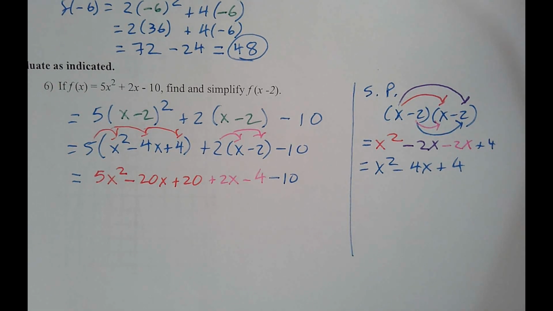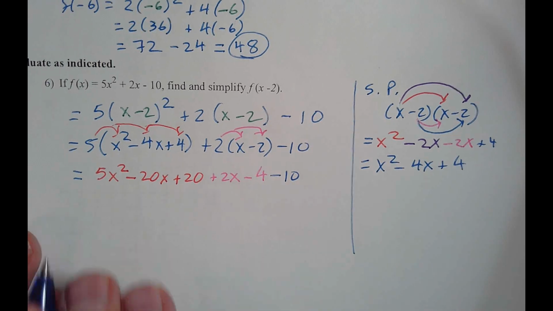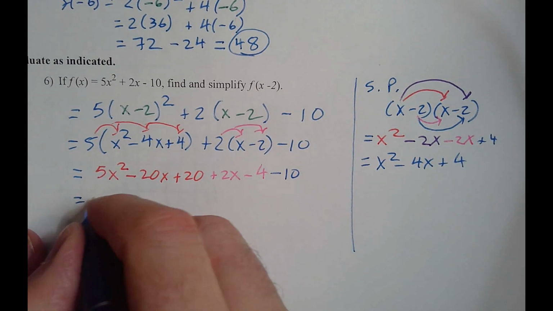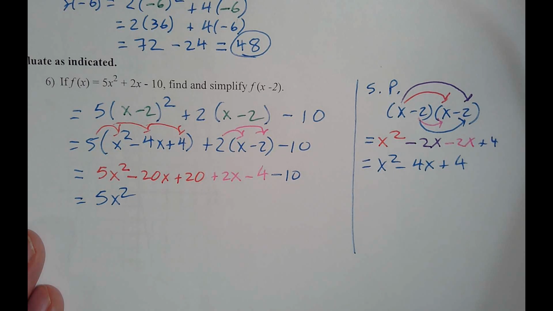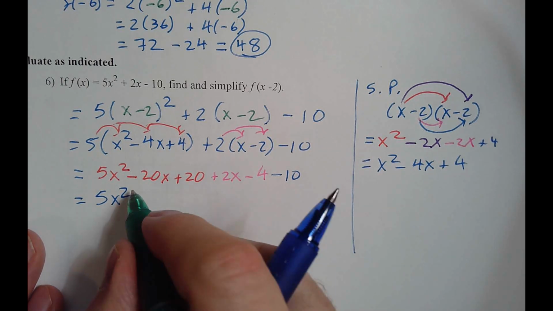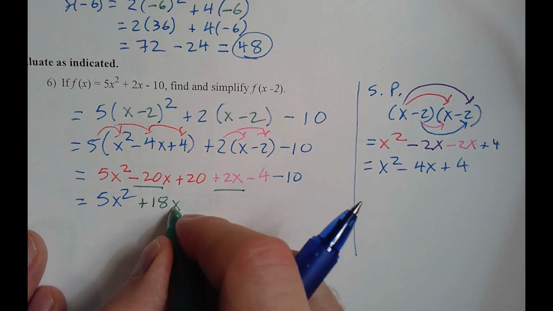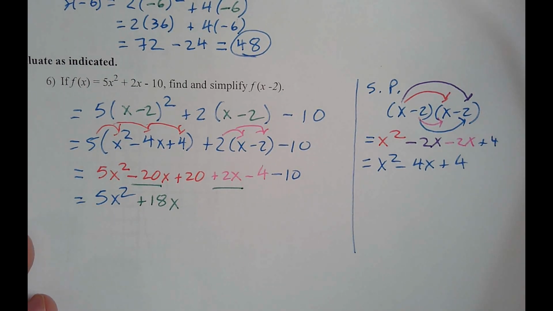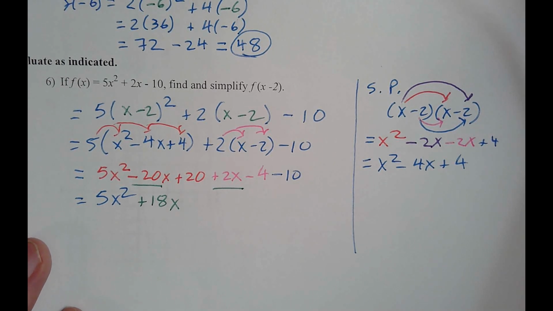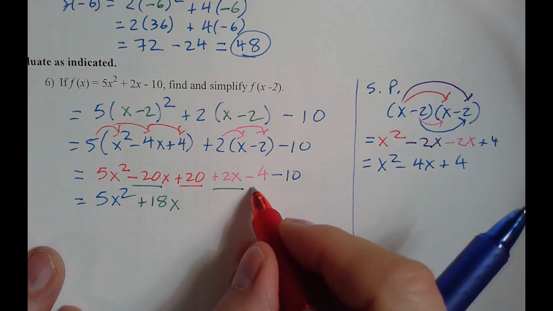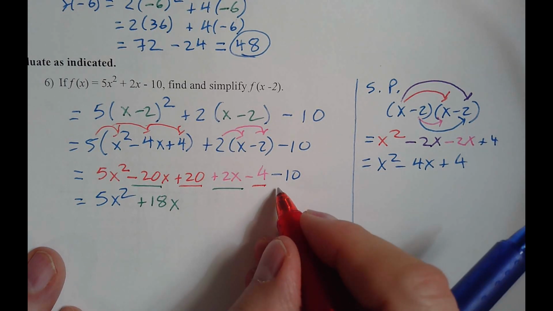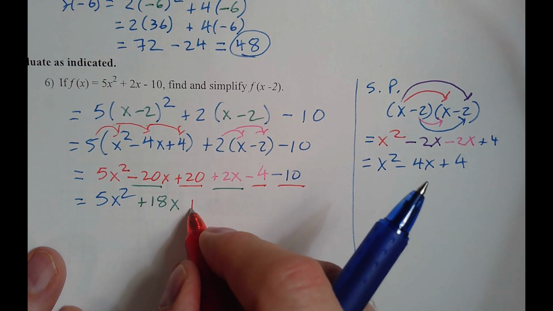And then we want to go ahead and combine like terms. 5x squared by itself. Negative 20x plus 2x, that's negative 18x. And then we have 20 minus 4 is 16. Minus 10 is 6. That'd be plus 6.